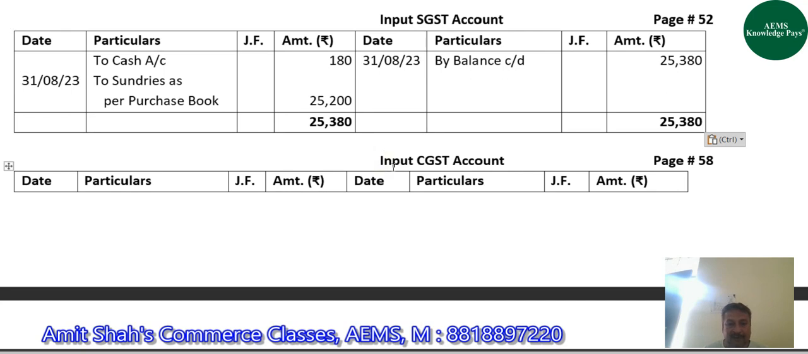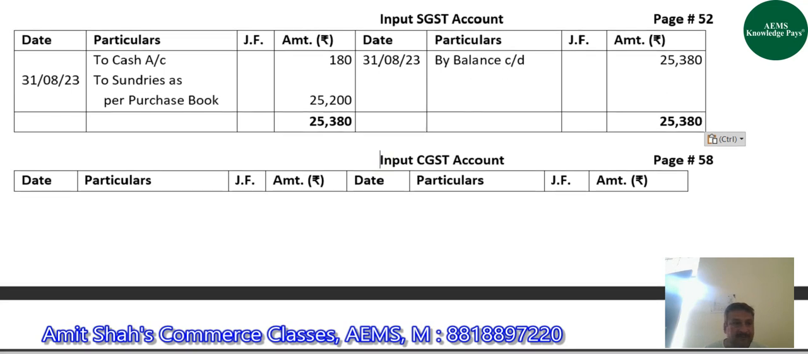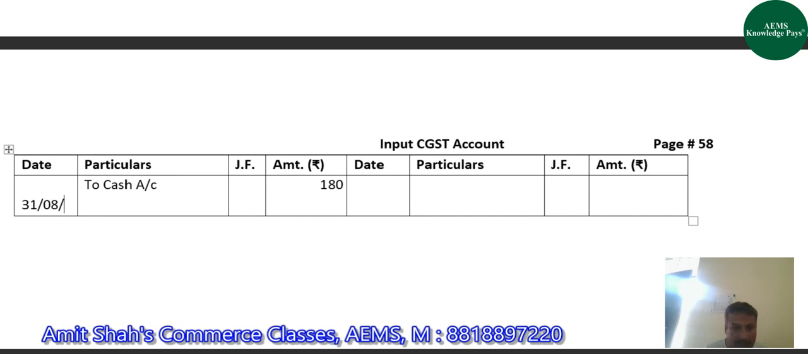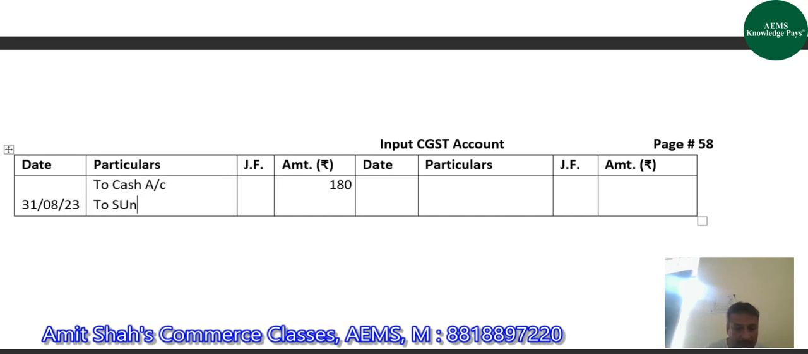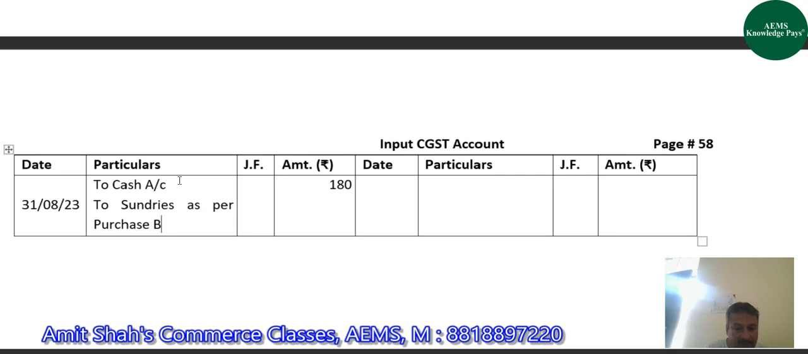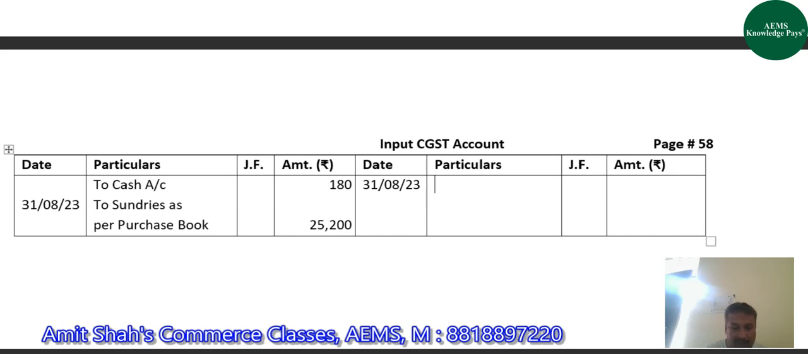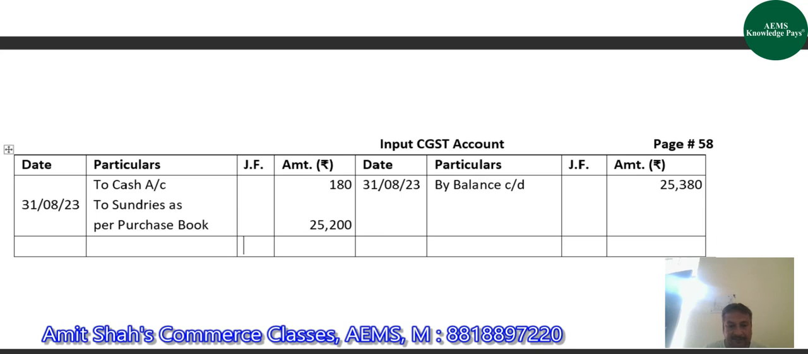The same will happen with input CGST. Two sundries as per purchase book, 25,200, by balance c/d 25,380.